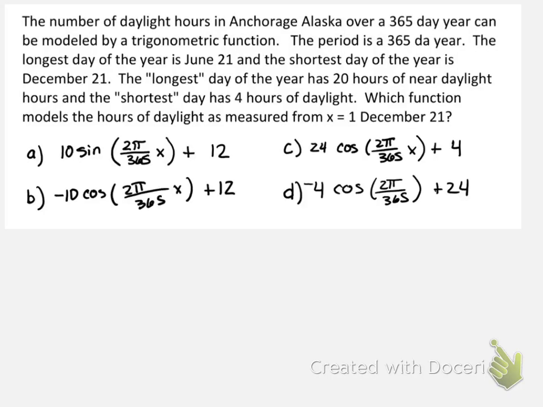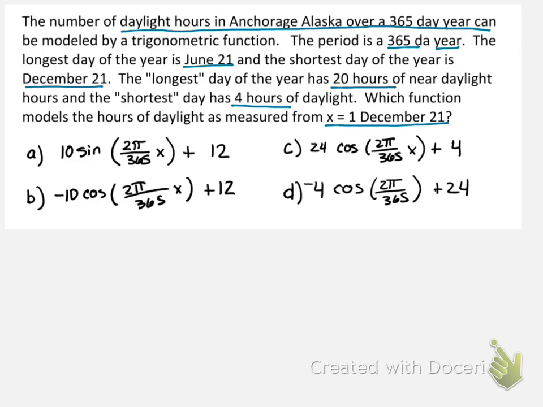Take a minute to read the question here. We're talking about daylight hours in Anchorage, Alaska over a 365-day year. So that's already suggesting I bet my period is 365 days. And there it says 365 a year. The longest day is on June 21st, and the shortest day is on December 21st. And the longest day has 20 hours, and the shortest day has 8 hours. Which models our graph? Notice it says measuring from day 1, December 21st.